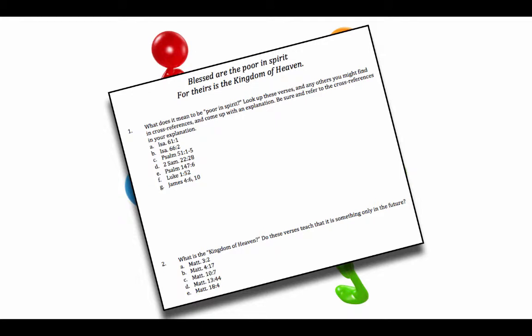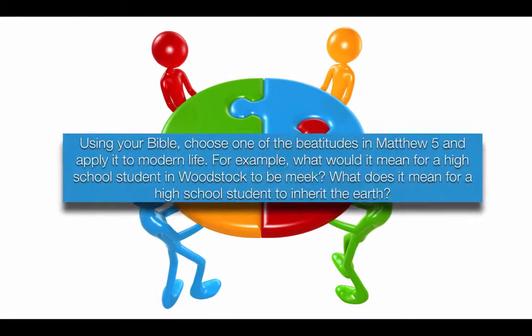Then you have an assessment. The assessment, remember, in the previous one was matching. In this one, our assessment is going to be more like this. Using your Bible, choose one of the Beatitudes in Matthew 5 and apply it to modern life. When you're asking them, okay, you pick out one of the Beatitudes and tell me how it would apply in modern life. And you give them examples. What would it mean for a high school student in Woodstock to be meek or to inherit the earth? What would that look like?